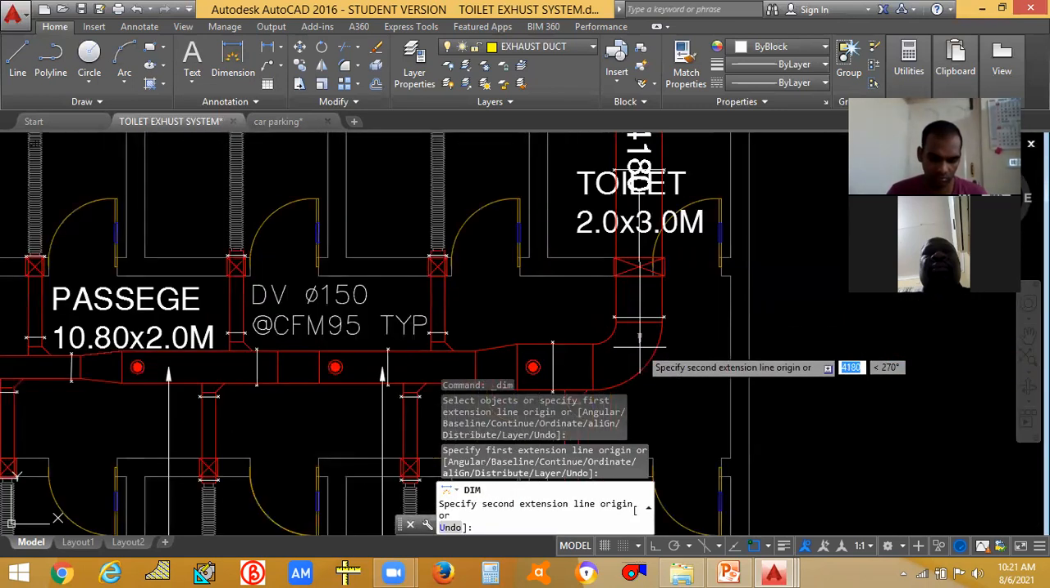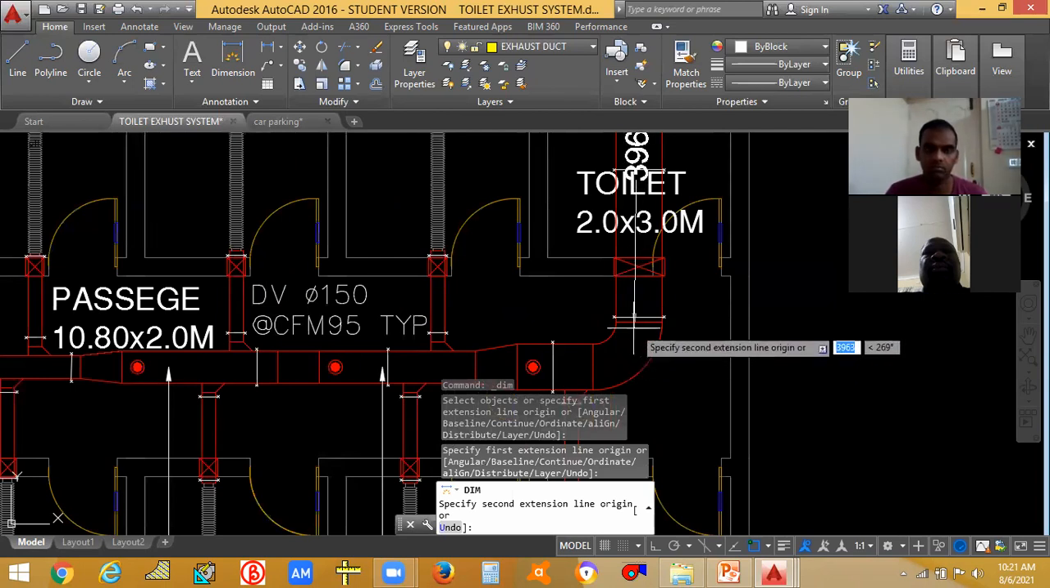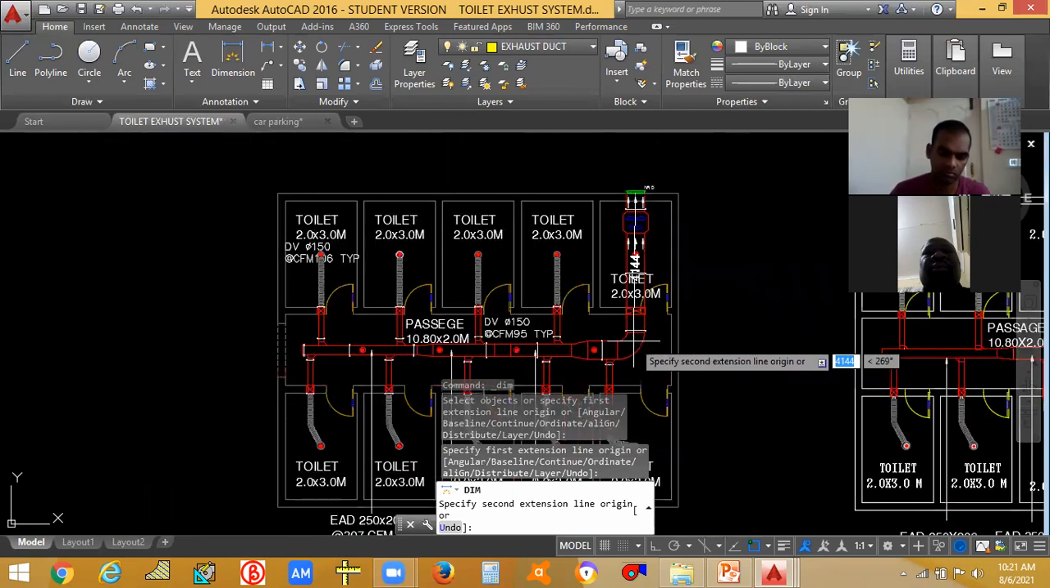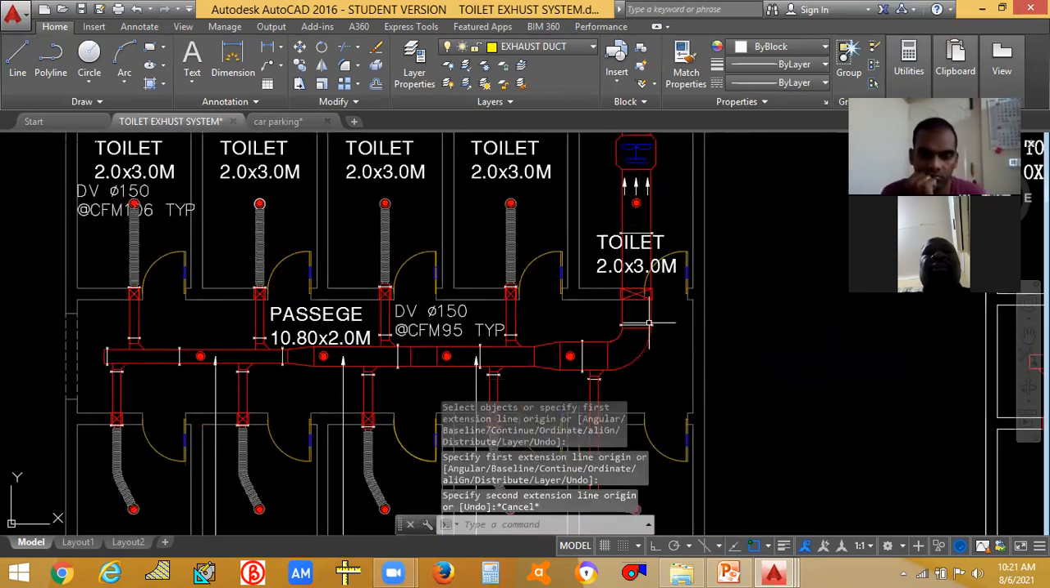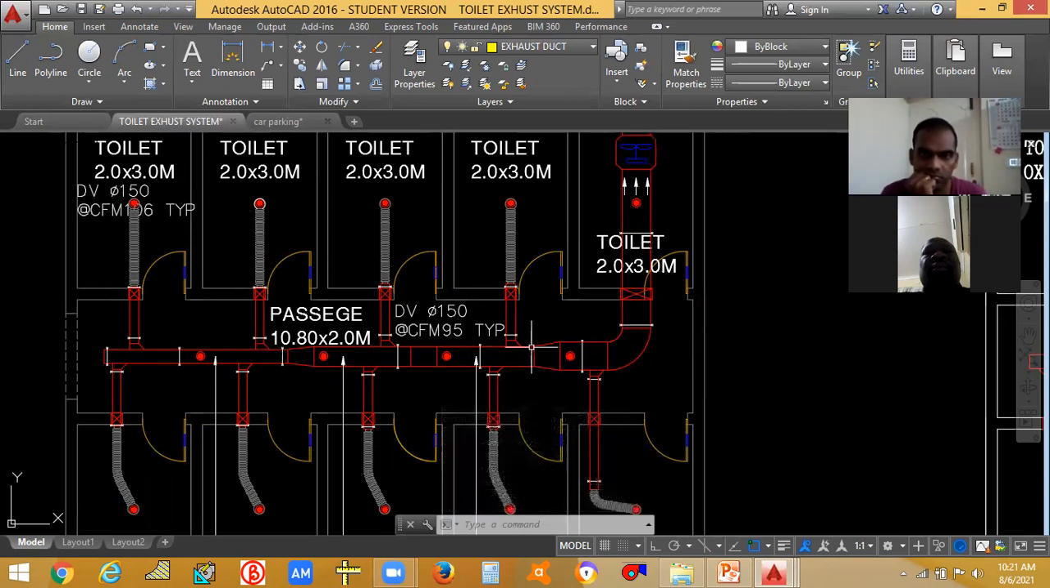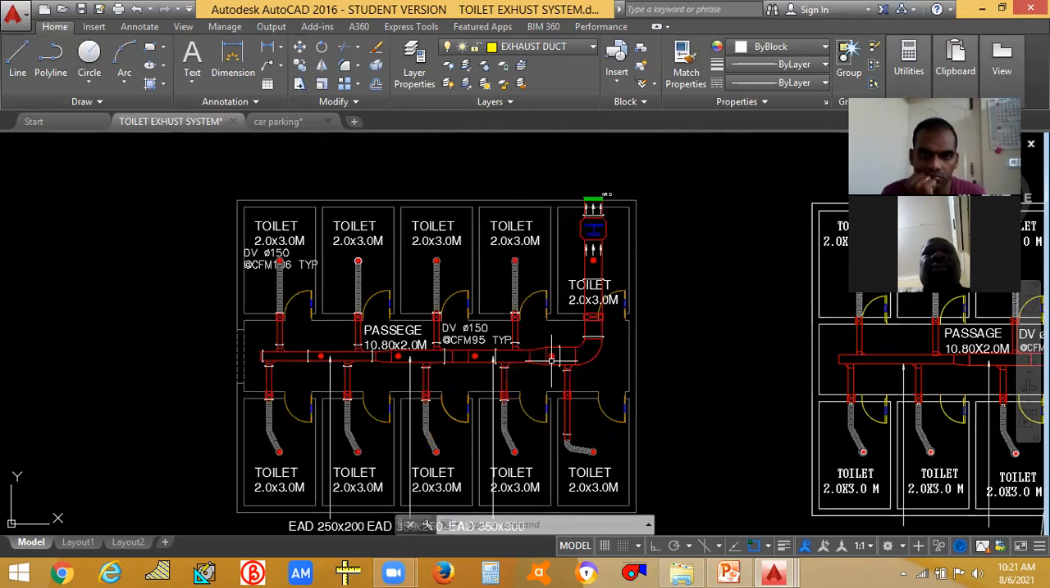Here also it is approximately how much? 4 meter. Approximately 4 meter. Okay. So 13 meter is the total, approximately 13 meter assumption. Approximately 13 meter is the total length of the duct.